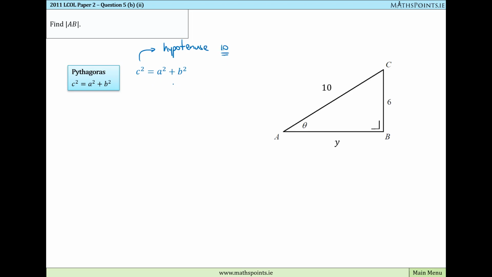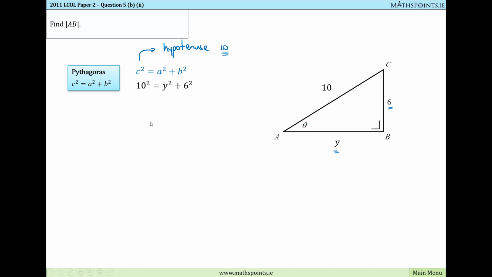A and B are interchangeable. It doesn't matter if we have y squared and 6 squared or 6 squared plus y squared. They mean the same thing. So if we sub these into the formula, we have 10 squared, the hypotenuse squared, is equal to y squared plus 6 squared, the sum of the squares of the other two sides.